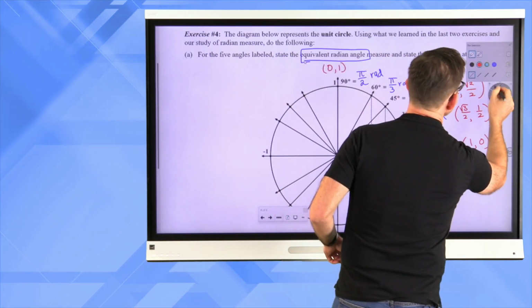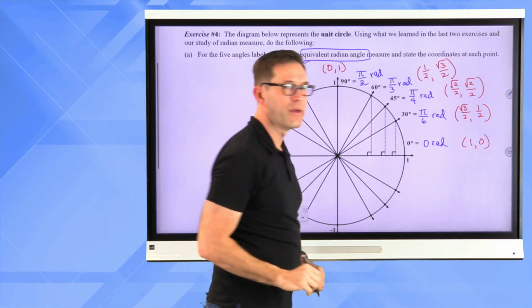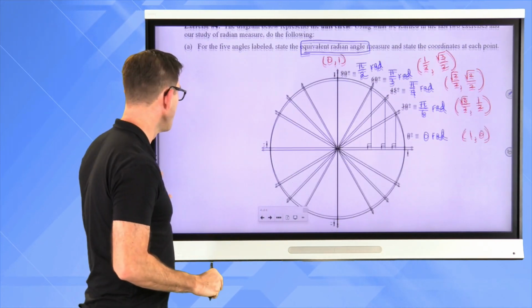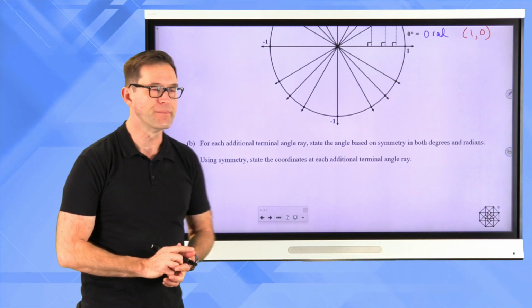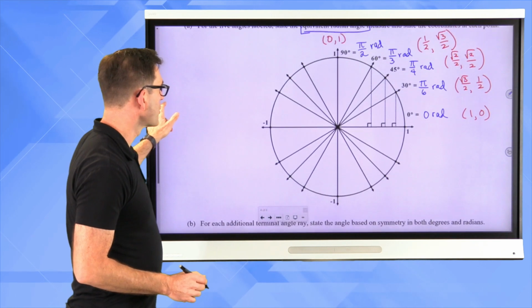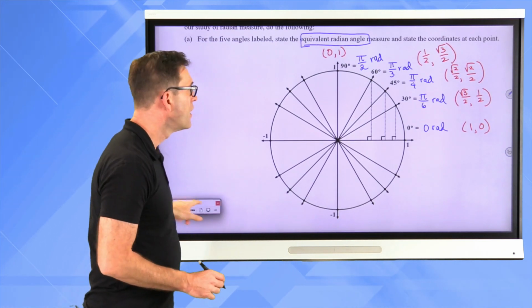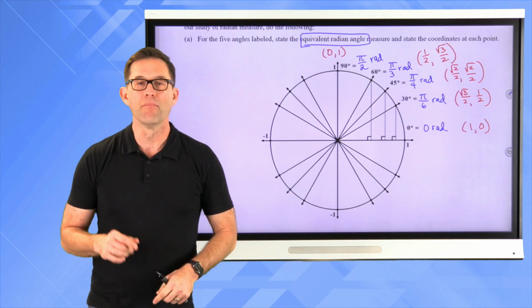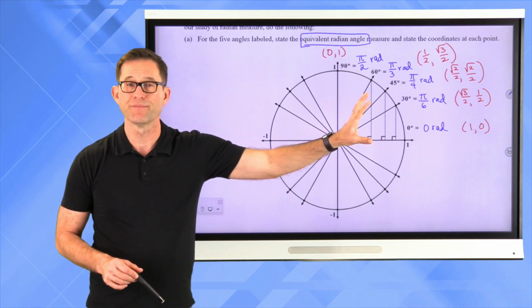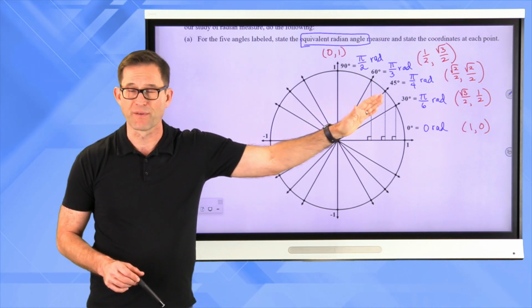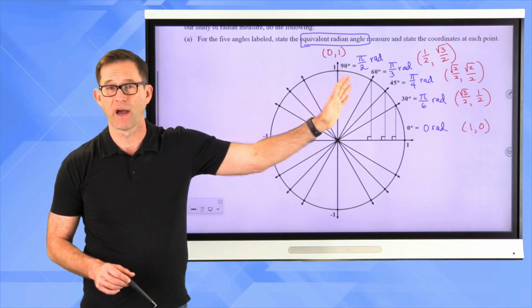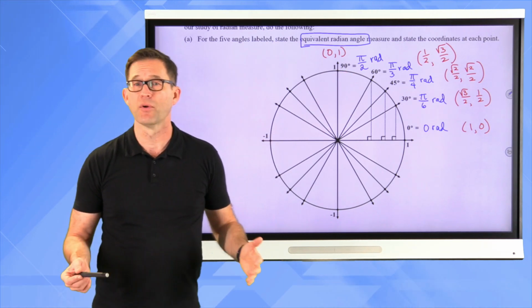Let me put that away for a little bit and let's take a look at the rest of this problem. Letter B. For each additional terminal ray, state the angle based on symmetry in both degrees and radians. I'd like to point something out about the unit circle before we get too far into this. The unit circle is based on multiples of these angles: multiples of 30 degrees, multiples of 60 degrees, multiples of 45 degrees, even multiples of 90 degrees. And some of those are, of course, multiples of each other.